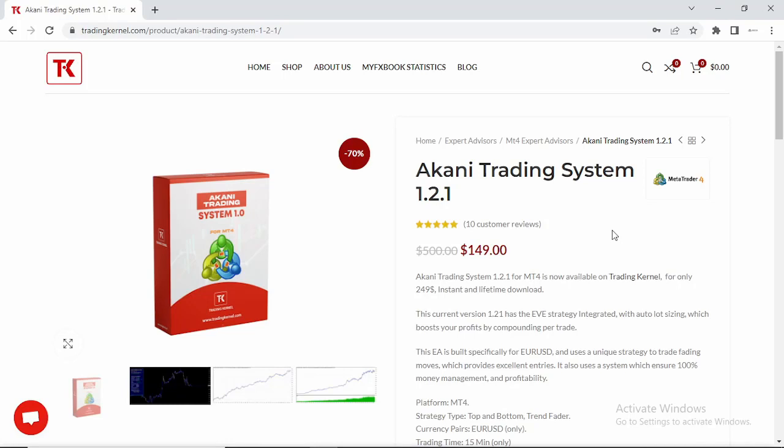In this video we're going to be looking at our newly released version of the Akani trading system, which is version 1.2.1. For those of us who have purchased previous versions of this trading system, I urge you to download and upgrade to this version as fast as possible, because this is the most stable version we've released, and it also comes with a lot of exciting features that we're going to be talking about in this video.